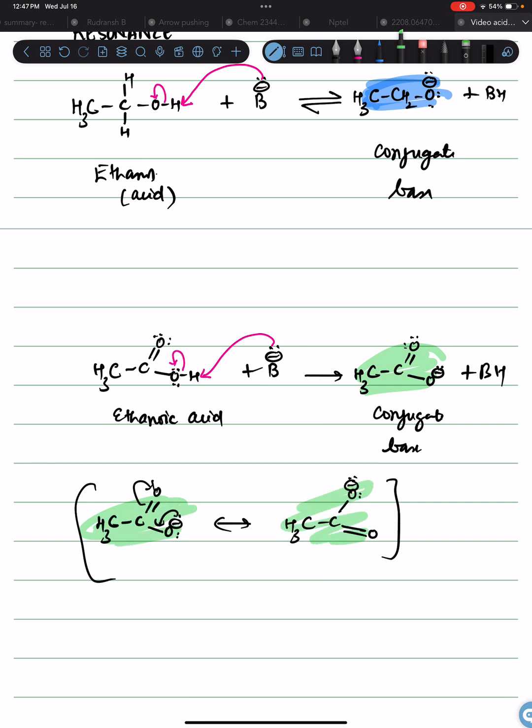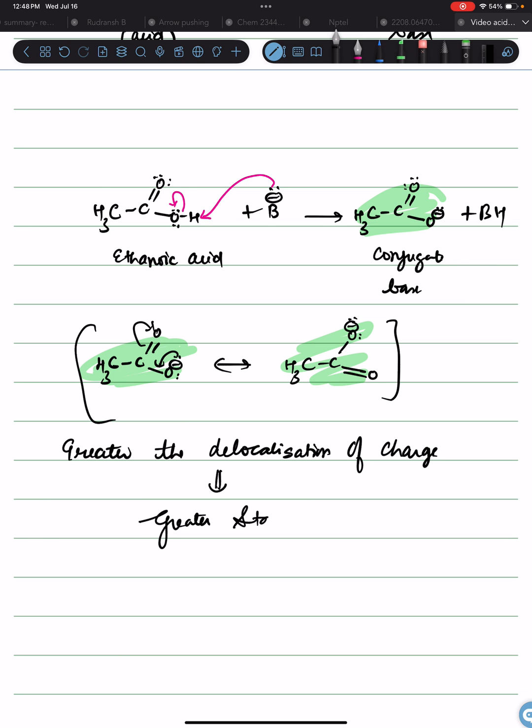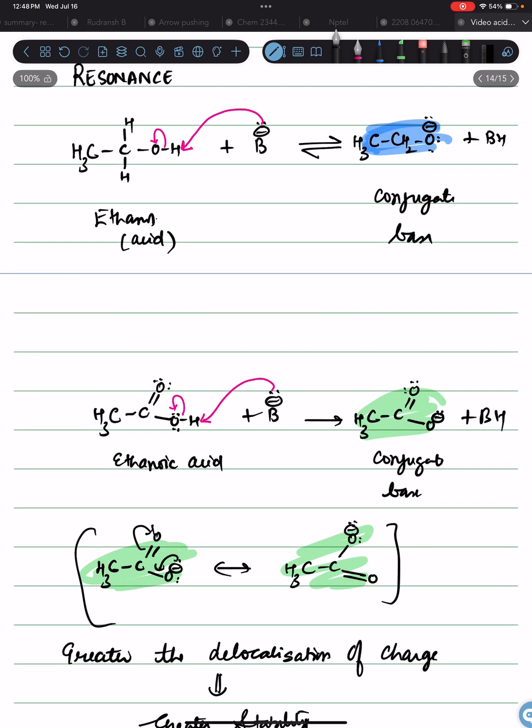Because of this resonance, the negative charge is delocalized onto 2 oxygens. The greater the delocalization or spread of the charge, the more is the stability. That is from electrostatics: the more the charge is dispersed, the more is the stability of that species. Greater delocalization of charge implies greater stability. Which means the green anion, the conjugate base of ethanoic acid, is more stable as compared to the blue one, the conjugate base of the alcohol, ethanol. That is why carboxylic acids are thousands of times more acidic as compared to alcohols.